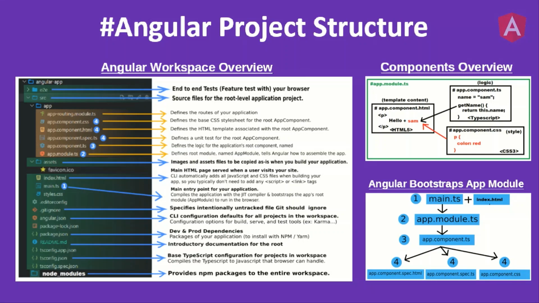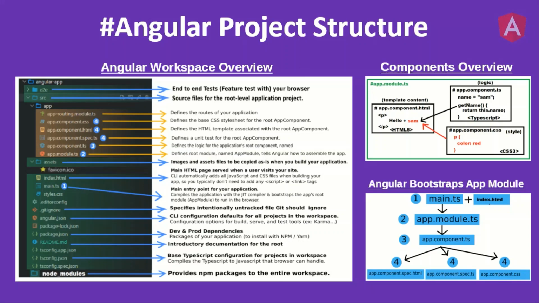AppModule.ts contains the app module. The module imports all components, services, directives, dependencies to run your application. On the right side, we see an example of application. The app module imports a component HTML template. The HTML template contains a paragraph with hello plus name. The name is colored in red with CSS with content logic from TypeScript getName function.